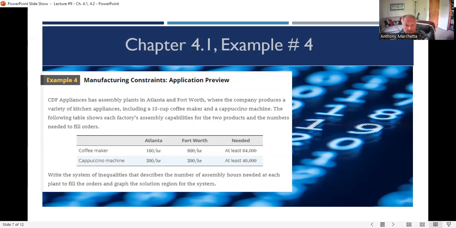All right, we're going to read this and try to write a program of inequalities that describes a situation and then solve the program of inequalities. CDF Appliances has assembly plants in Atlanta and Fort Worth, where the company produces a variety of kitchen appliances, including a 12-cup coffee maker and a cappuccino machine. The following table shows each factory's assembly capabilities for the two products and the numbers needed to fill the orders.